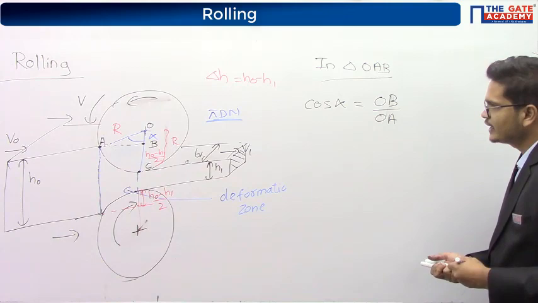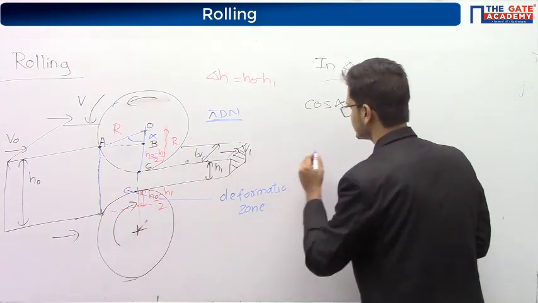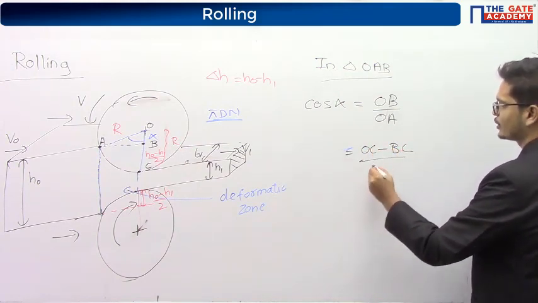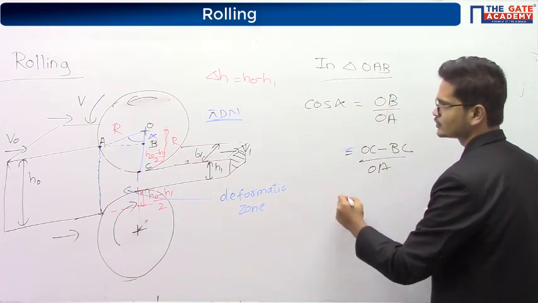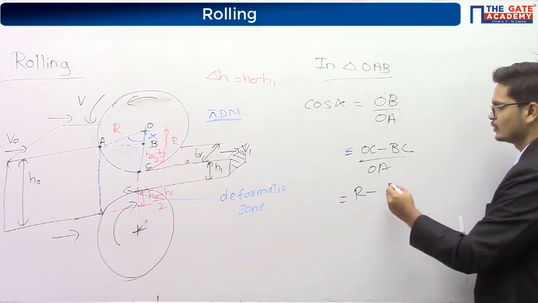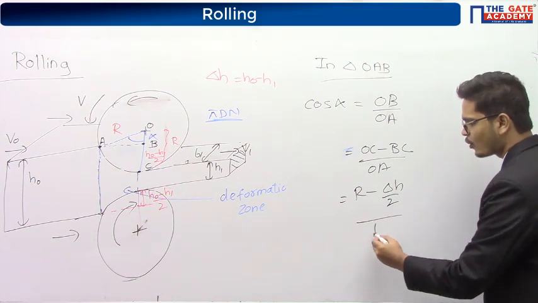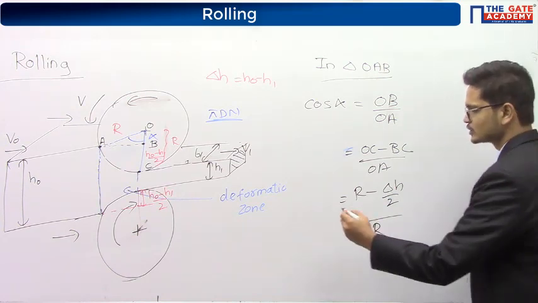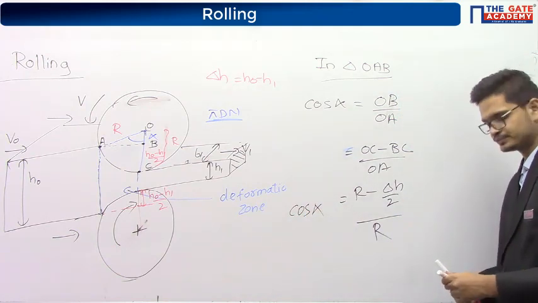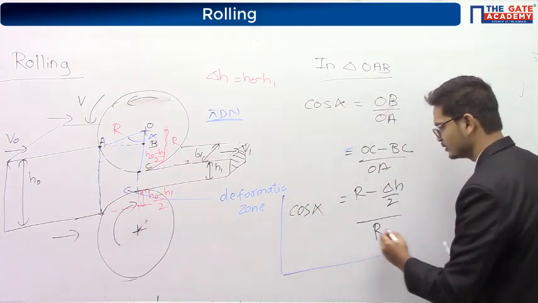So simply I can write cos alpha is equal to OB by OA, that is OC minus BC upon OA. OC is equal to radius, BC is equal to delta H by 2, and OA is again equal to the radius. So cos alpha is equal to R minus delta H by 2 upon R. So this is the first important expression in the chapter.